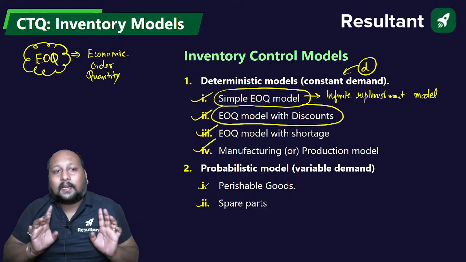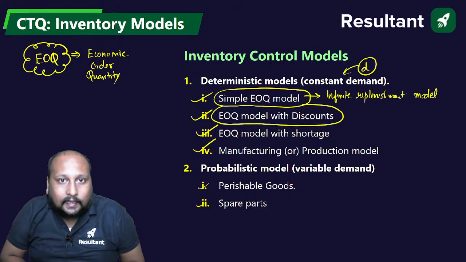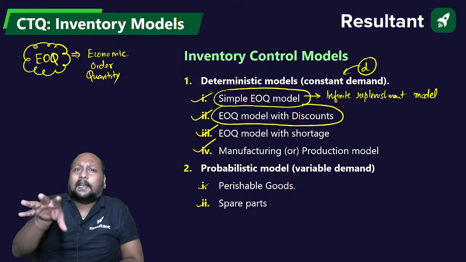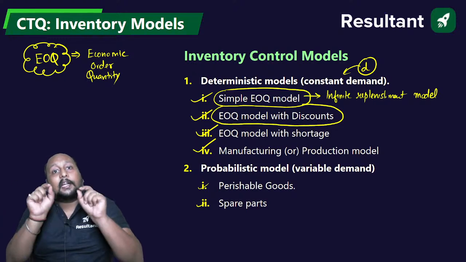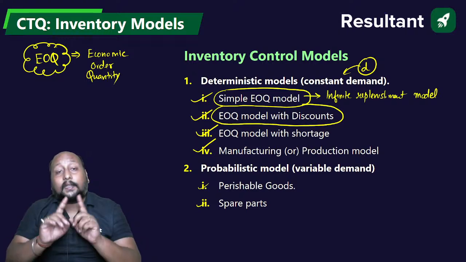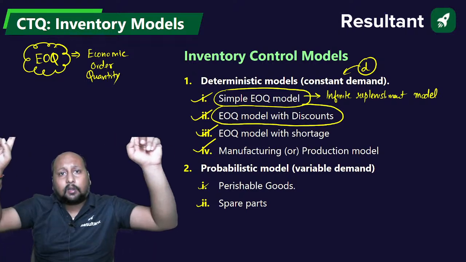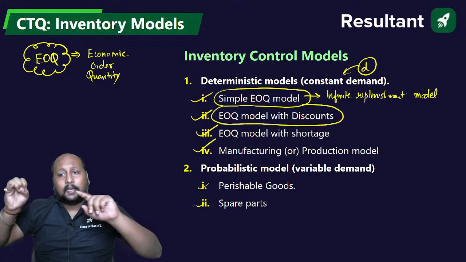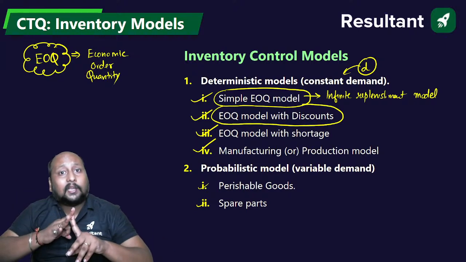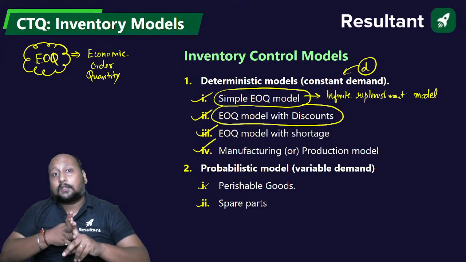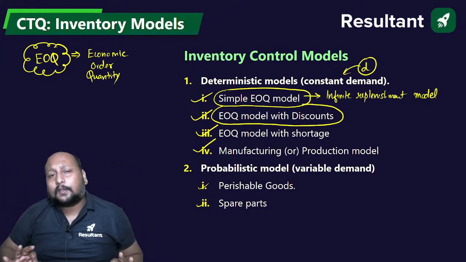So overall, the meaning of economic order quantity is that level of inventory, or that order size, at which the total cost is associated. Total cost means all the costs associated: the purchase cost, the ordering cost, the holding cost, the shortage cost, every single cost that is associated.